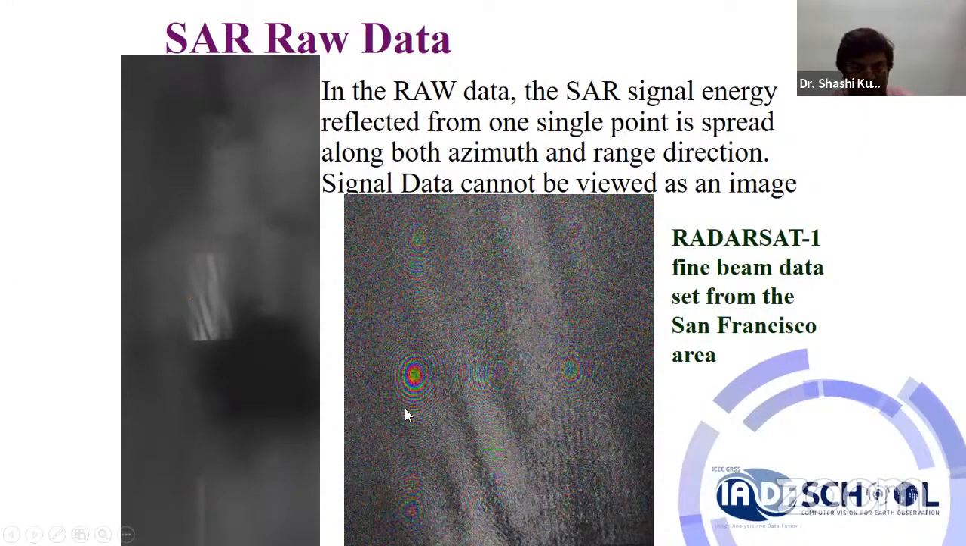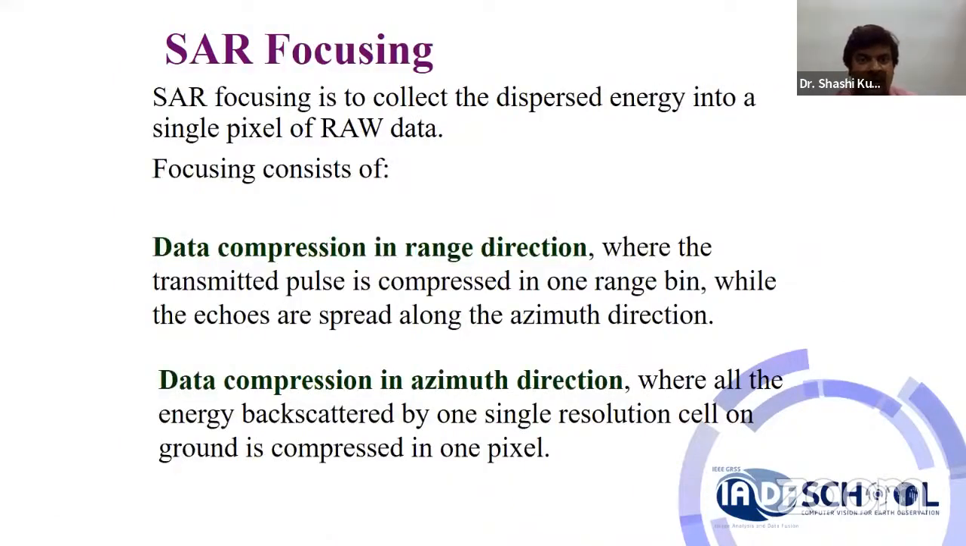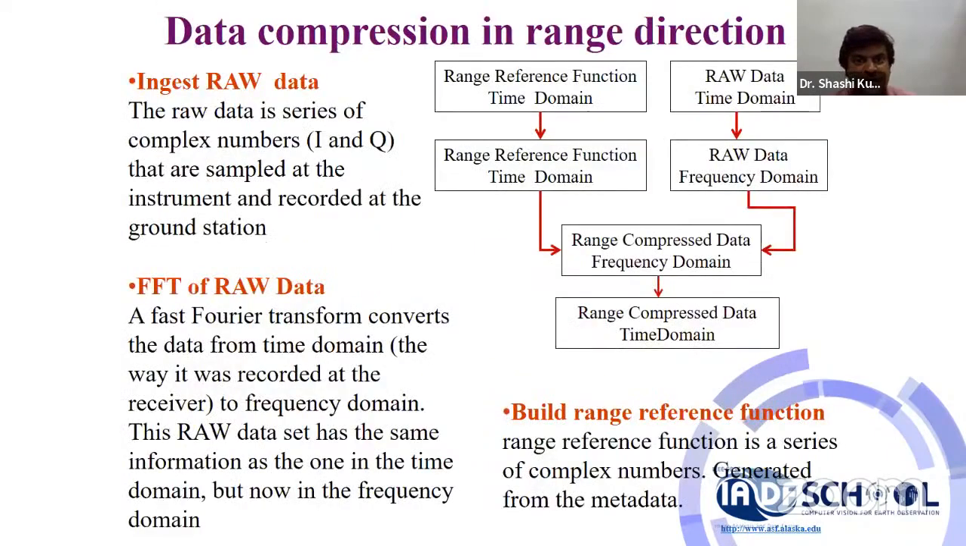Here you can see that in the raw data set, the information is distributed along the azimuth direction as well as the range direction. So there will be a requirement of focusing or compression of the data set in these two directions, the azimuth direction as well as the range direction, to get an image. So we are going to see what steps are used for SAR focusing. First, raw data will be ingested. A raw data set is a series of complex numbers.